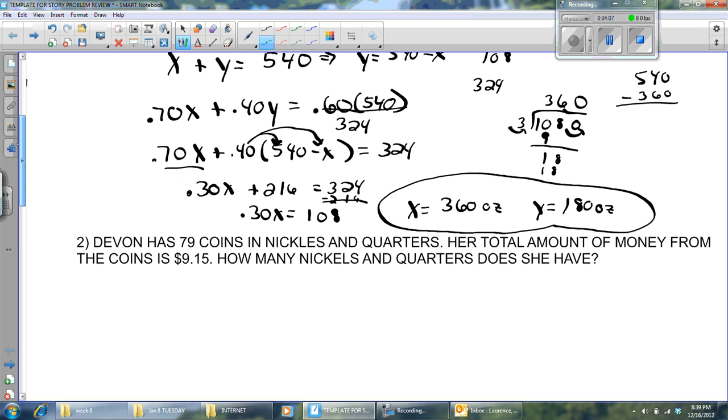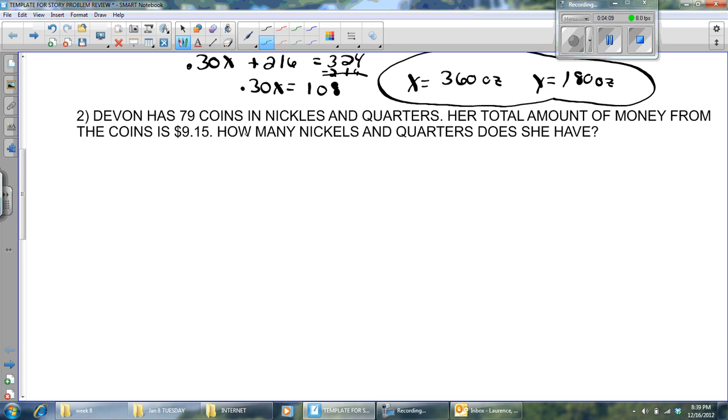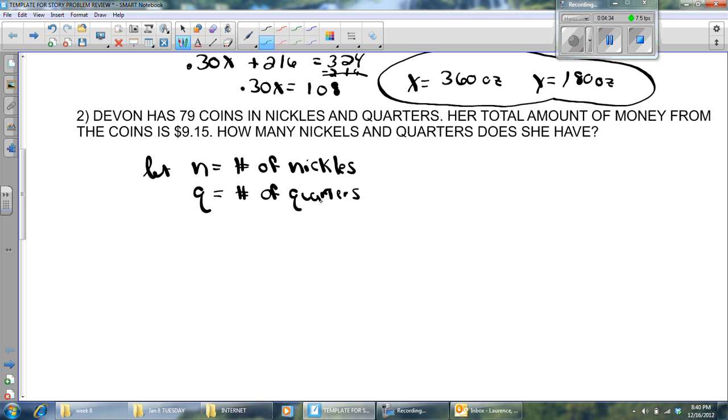Okay, let's see here. Devin has 79 coins in nickels and quarters. So I'm going to let n equal the number of nickels, and then q is going to equal the number of quarters. Well, I can do my first equation right now just by the first sentence. I know n plus q will have to equal 79.